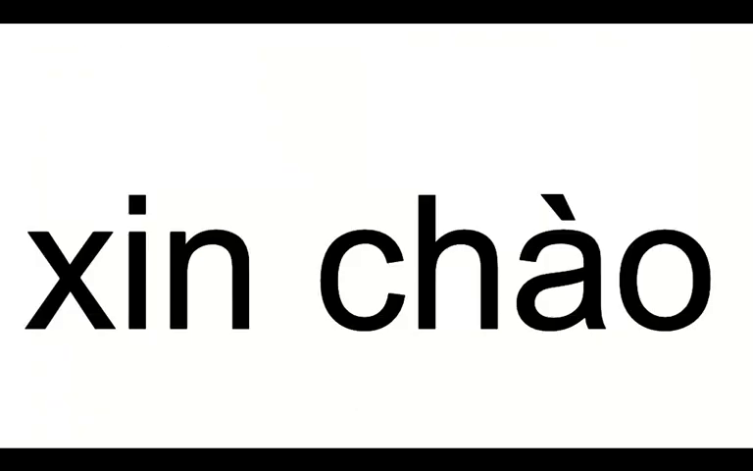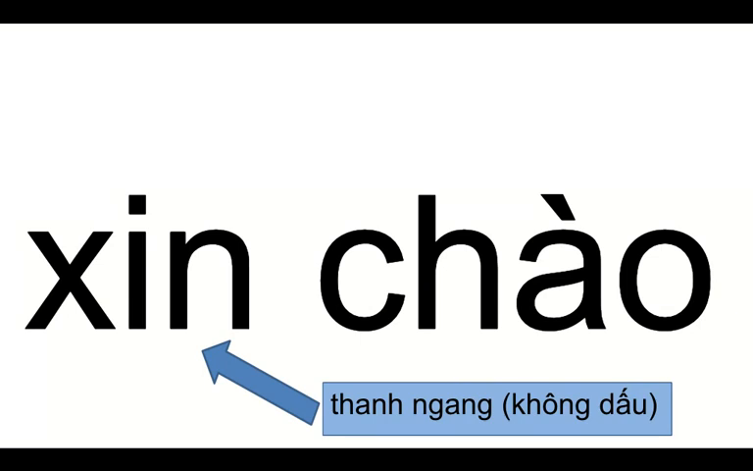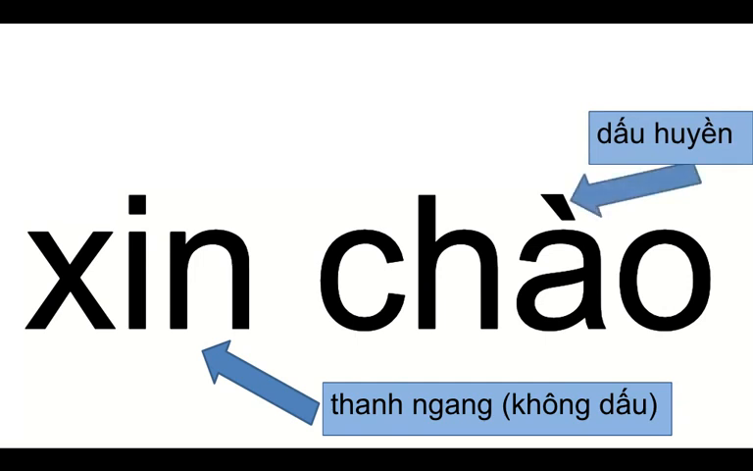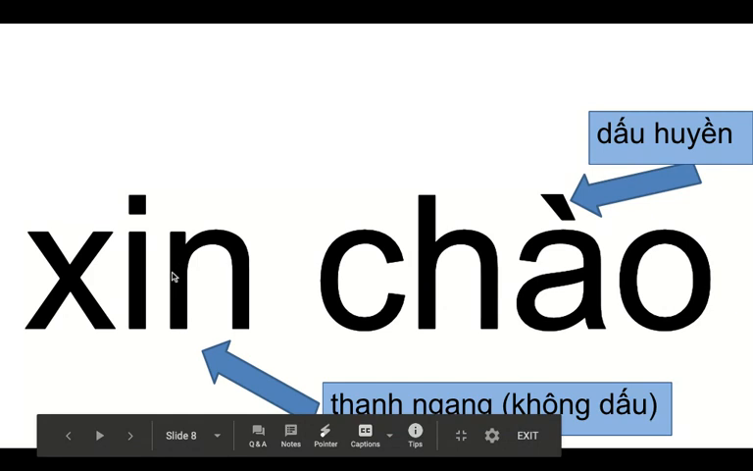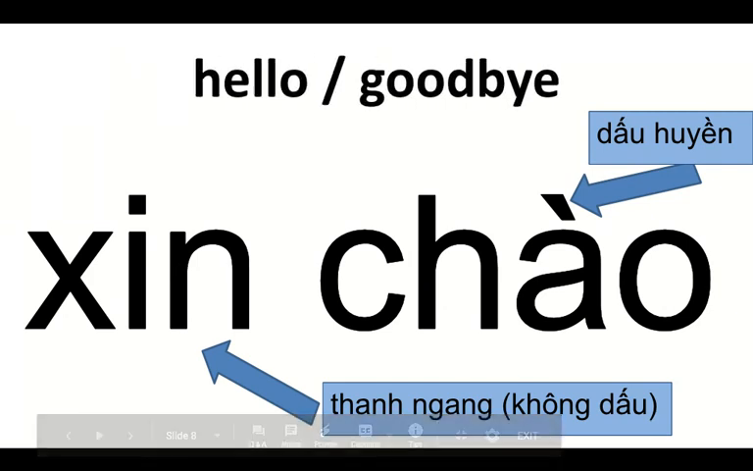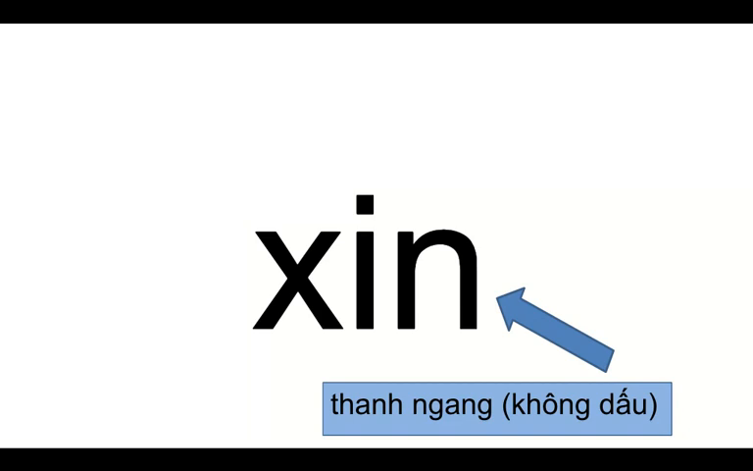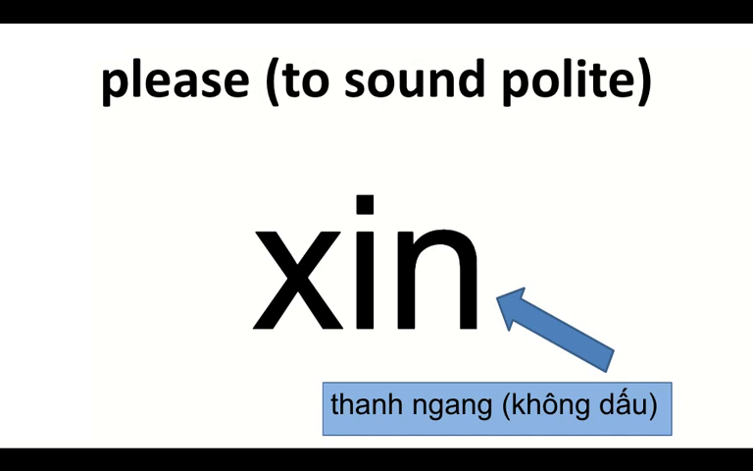Xin chào. Xin is thanh ngang, không dấu. Chào has dấu here, going down. So xin, your voice sounds flat. Chào, your voice goes down. It means hello or goodbye. Xin is thanh ngang, flat tone. Không dấu means it doesn't have an accent mark. It literally means please, like you're asking someone for something and you say please, and you use it to sound polite.